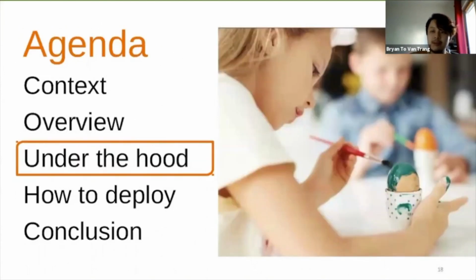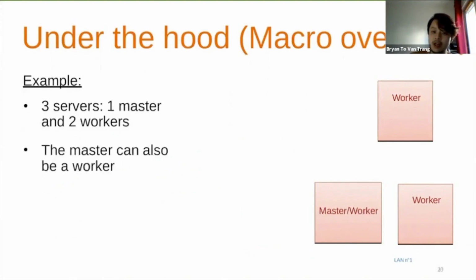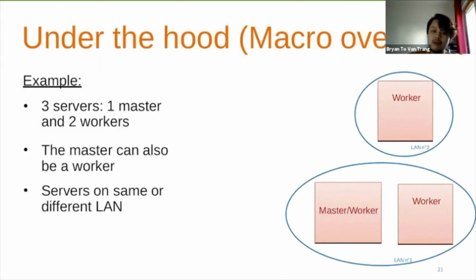Now let's see what's happening when we deploy the NMaaS. Since we are working with a Kubernetes cluster, we will be using a master worker system. So let's take, for example, one master and two workers. We also want to prove that the master can also be a worker, thanks to the Kubernetes features. We want the NMaaS to be able to scale through several LANs or to work with one LAN only. So we are trusting two machines in a first LAN and another machine in a second LAN.